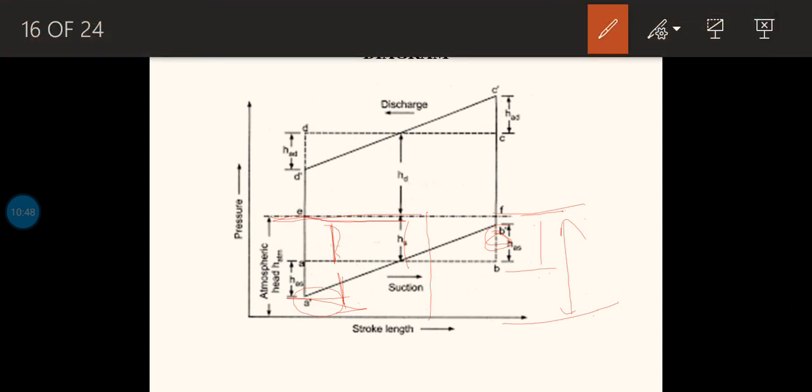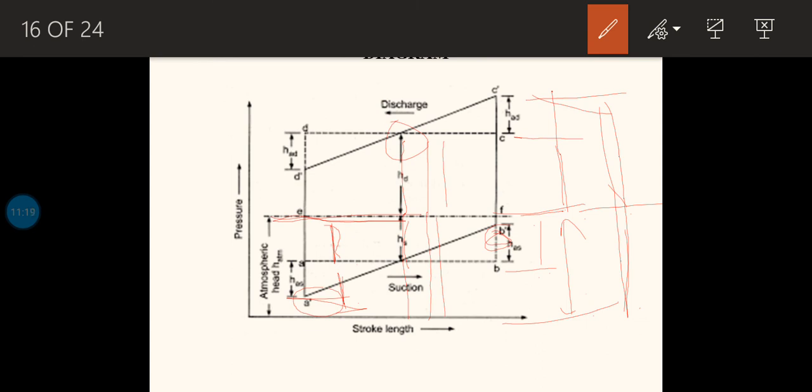The absolute pressure head at the starting of the delivery stroke is this much pressure head. This is H atmospheric plus, here to here it is HD, so H atmospheric plus HD plus HAD. That will be the absolute pressure head at the starting of the delivery stroke. At the middle of the delivery stroke, total pressure head will be HATM plus HD, because HAD will be 0 here.